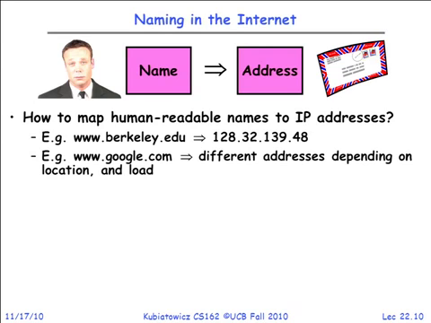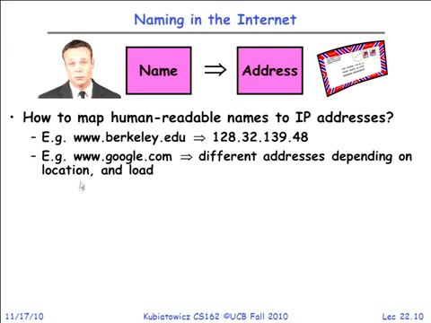What's www.berkeley.edu? Well, it turns out, as you all are aware, it's 128.32.139.48. And if you didn't know this by now, however long you've been at Berkeley, then clearly you haven't been on top of things.